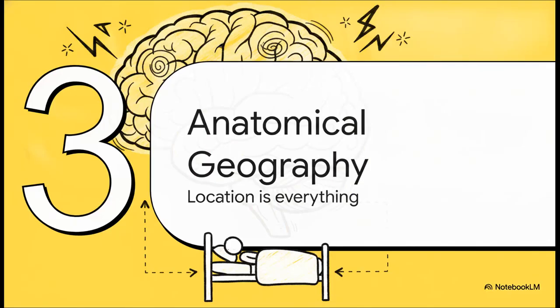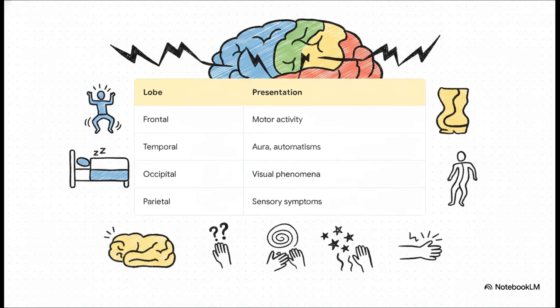Section 3. Anatomical geography. Because when it comes to seizures, location is everything. This is where the first principles logic really shines. Seizure presentations aren't arbitrary at all. They are direct maps of brain anatomy. Let's look at the frontal lobe. A storm here classically produces motor activity, sometimes really bizarre hyperkinetic movements, and they often cluster during sleep.